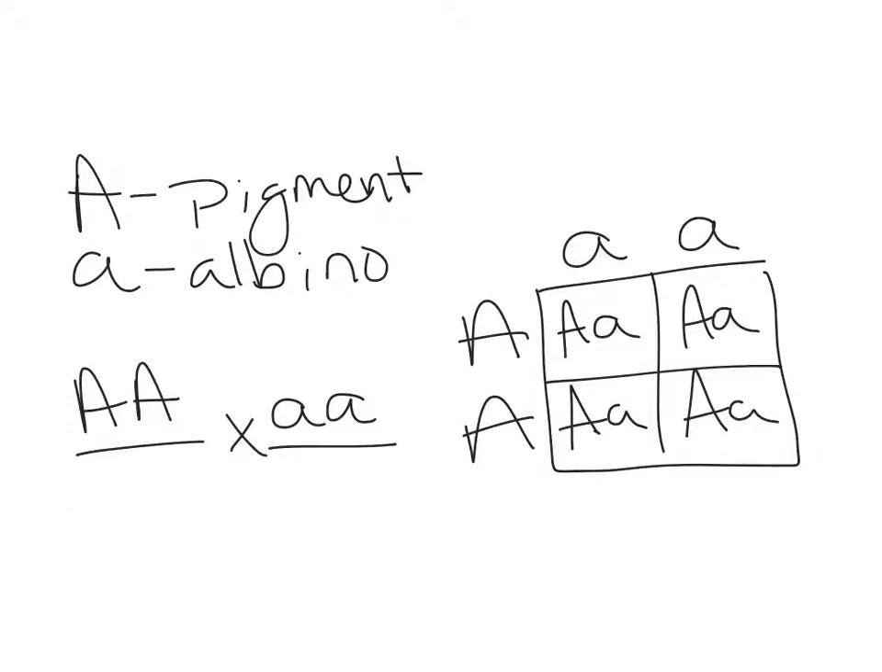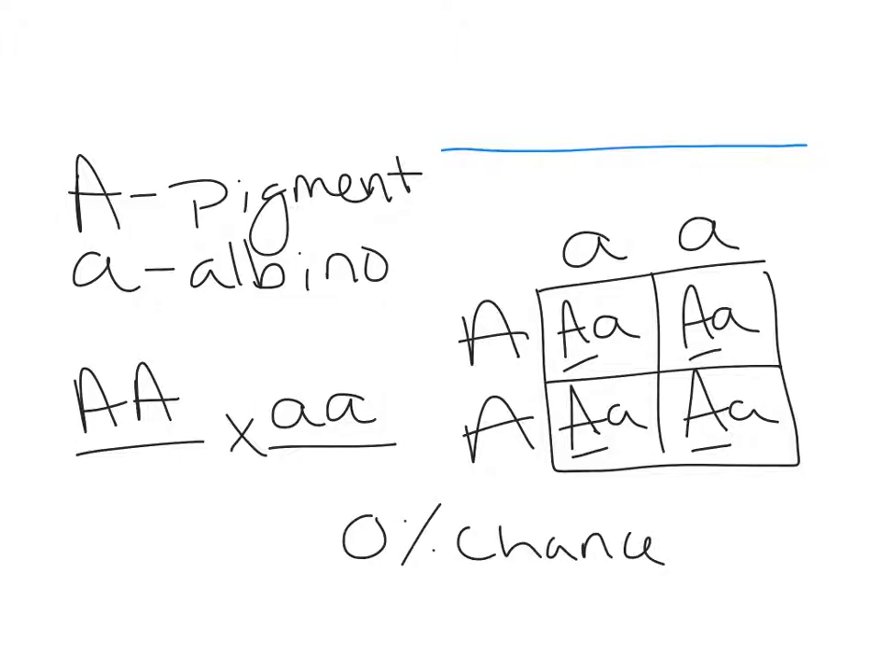Okay, then we go back and figure out what this problem is asking. So we're asking, will they yield an albino offspring? So if we look at our box, all of these are big A, little a, heterozygous, and as long as there is a copy of the dominant allele, these giraffes will have pigmentation. So there's a 0% chance of having an albino baby.